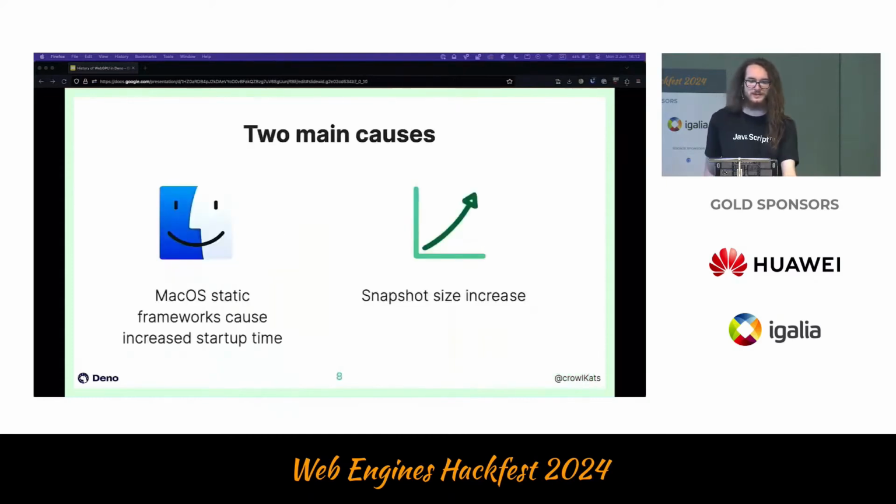Well, there were two main causes. The first one was macOS specific. On macOS, WGPU and its dependencies include various frameworks like the Metal framework that are dynamically linked on startup, which increases the startup time a fair amount. The second, more complicated issue is that the snapshot size increased by a lot. Deno uses V8 snapshots under the hood for faster startup time. However, due to the amount of JS code added by WebGPU, 205 kilobytes, the size of the snapshot increased significantly, so that it affected startup time dramatically as well.